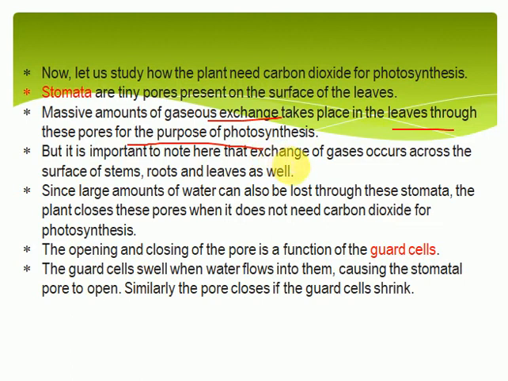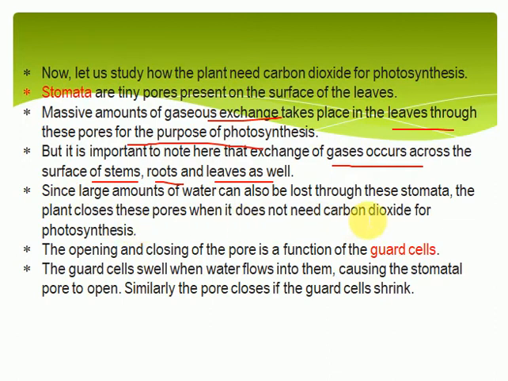But it is important to note here that exchange of gases occurs across the surface of stem, roots and leaves as well. So this gaseous exchange is not just limited to stomata. Gaseous exchange is not limited to leaves only. It takes place through the roots also and through the stems also.